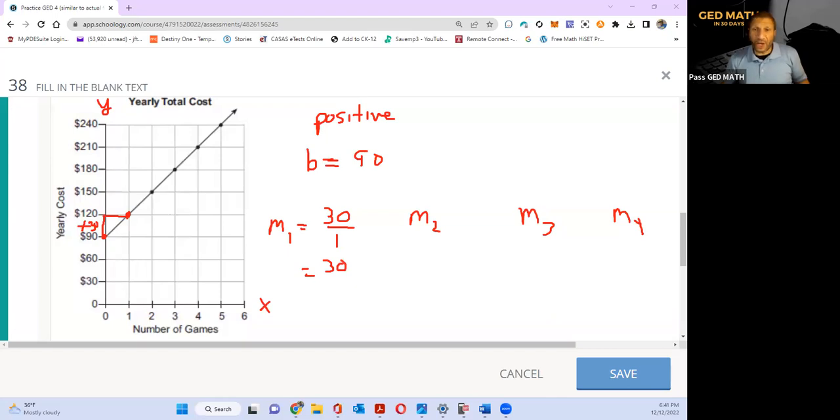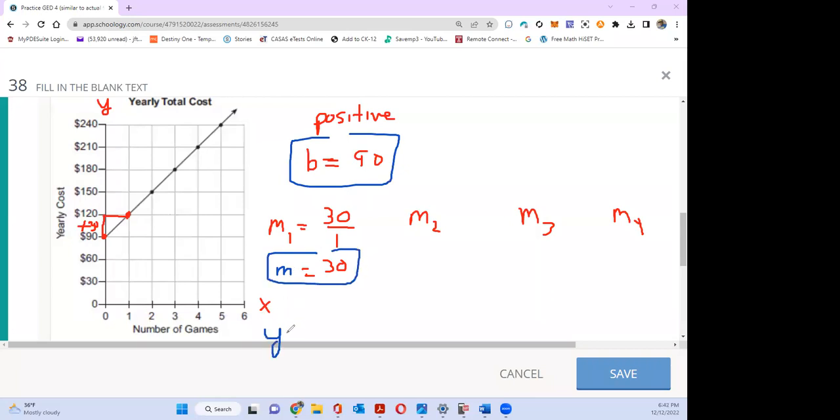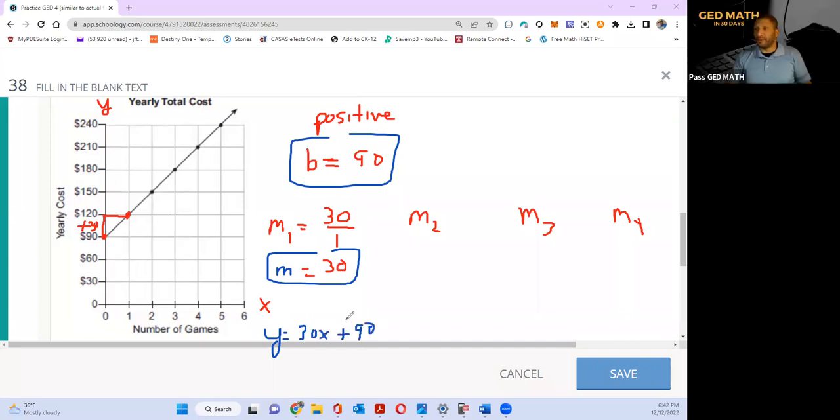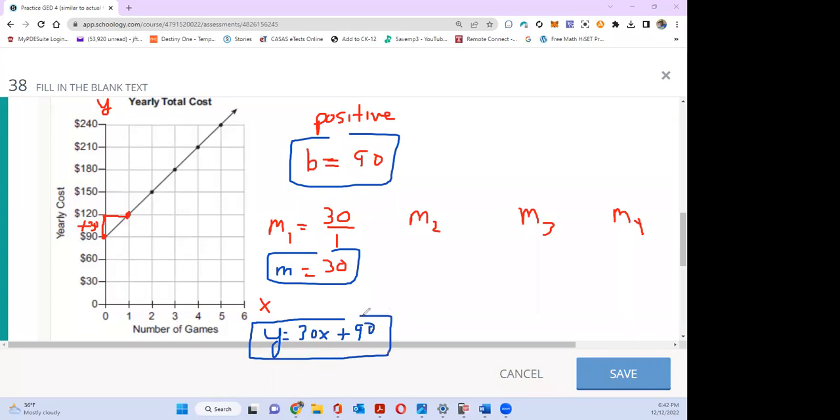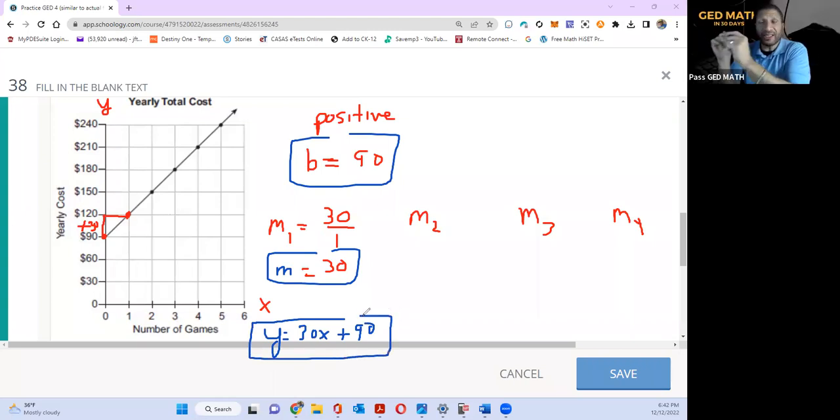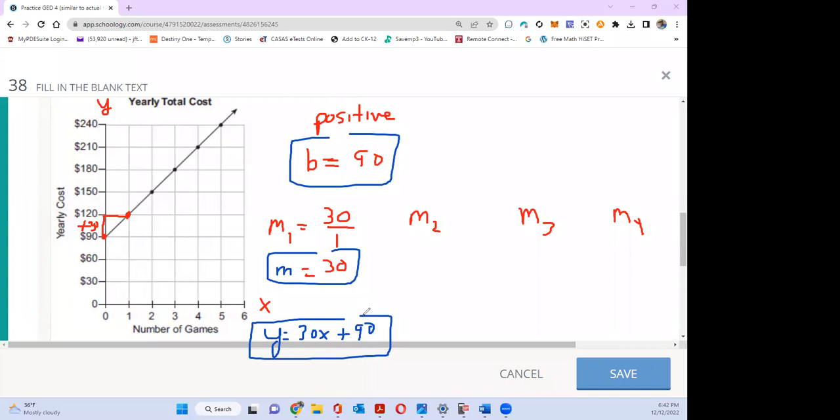Since I know my y-intercept and I know my slope is 30, what's the equation of the line? m equals 30. No, not x. Y equals 30x plus 90. There you go. This is the mistake that most people made, because the scale is different. Each time you go up 1 tick mark on the y-axis, you're actually going up 30 in value. Does everybody understand that?